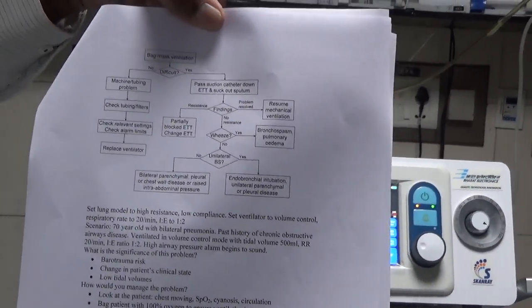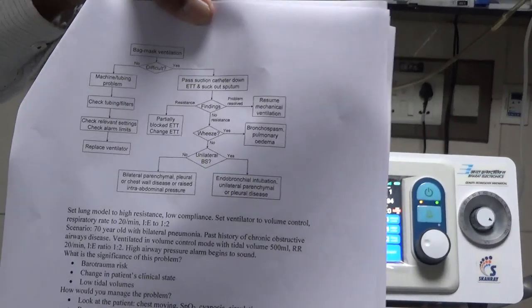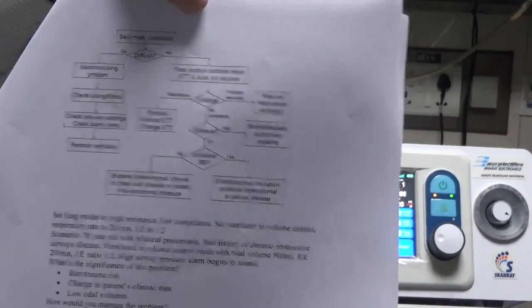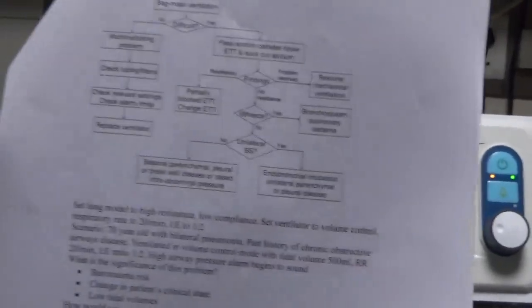After you suck out the sputum, if the resistance continues, it could be a partially blocked tube, then you need to change the endotracheal tube. If the problem is resolved, you can resume mechanical ventilation.